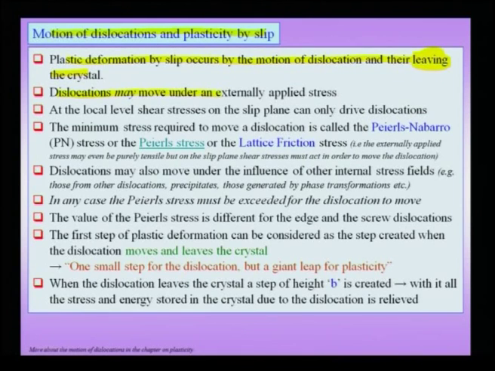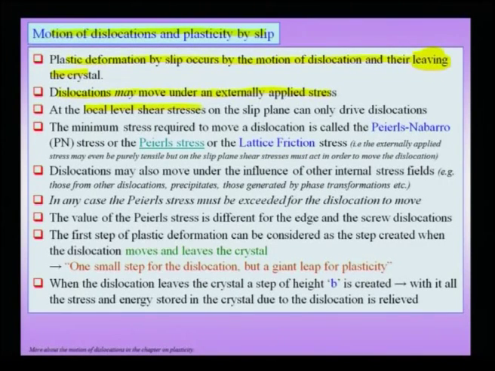Dislocation may move under an externally applied stress. That implies that I can actually move a dislocation by applying an external force, or it may so happen there are some internal stresses or spontaneous reasons why a dislocation may also move. At the local level, shear stresses on the slip plane can only drive dislocations. That means normal stresses are not responsible for moving dislocations.